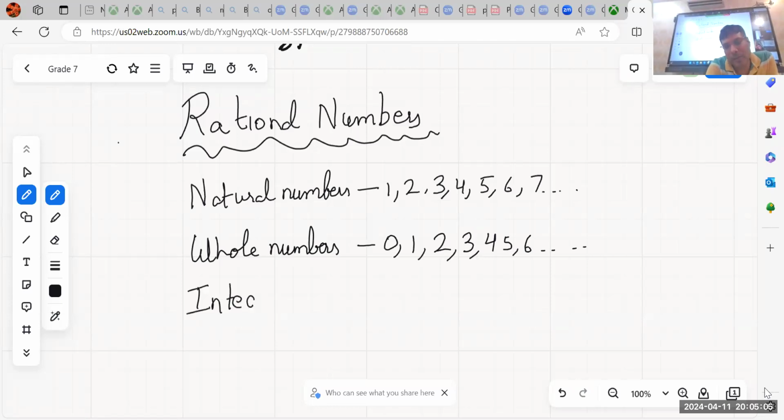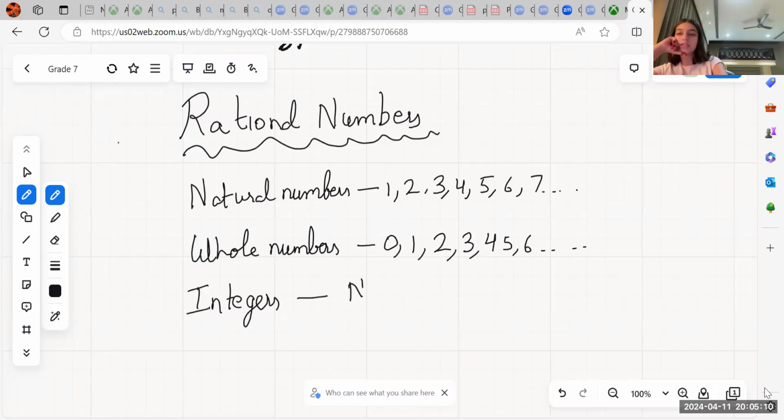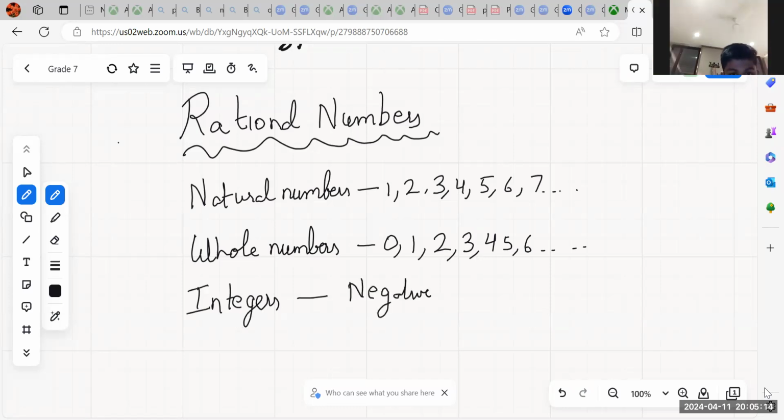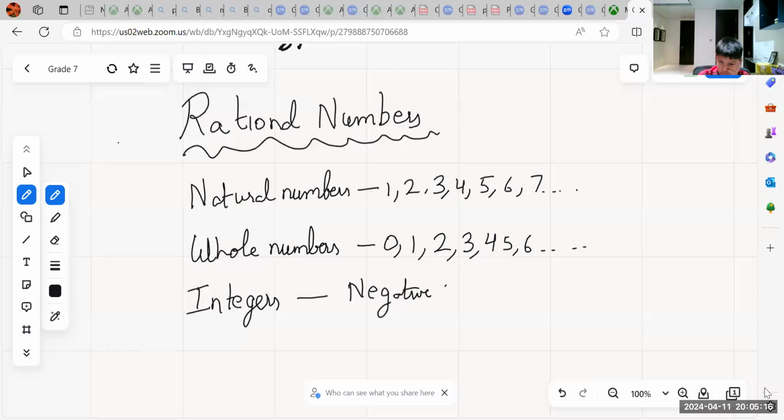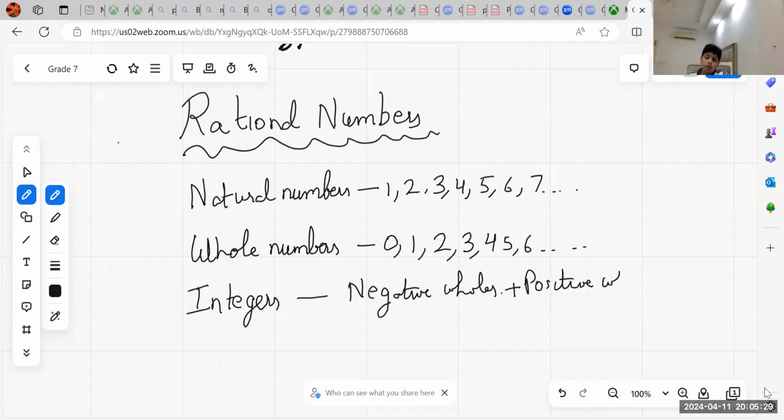Lilwani will tell me. They are negative and positive: negative wholes plus positive wholes. That's it. Anything left? The zero. Fractions plus 0.